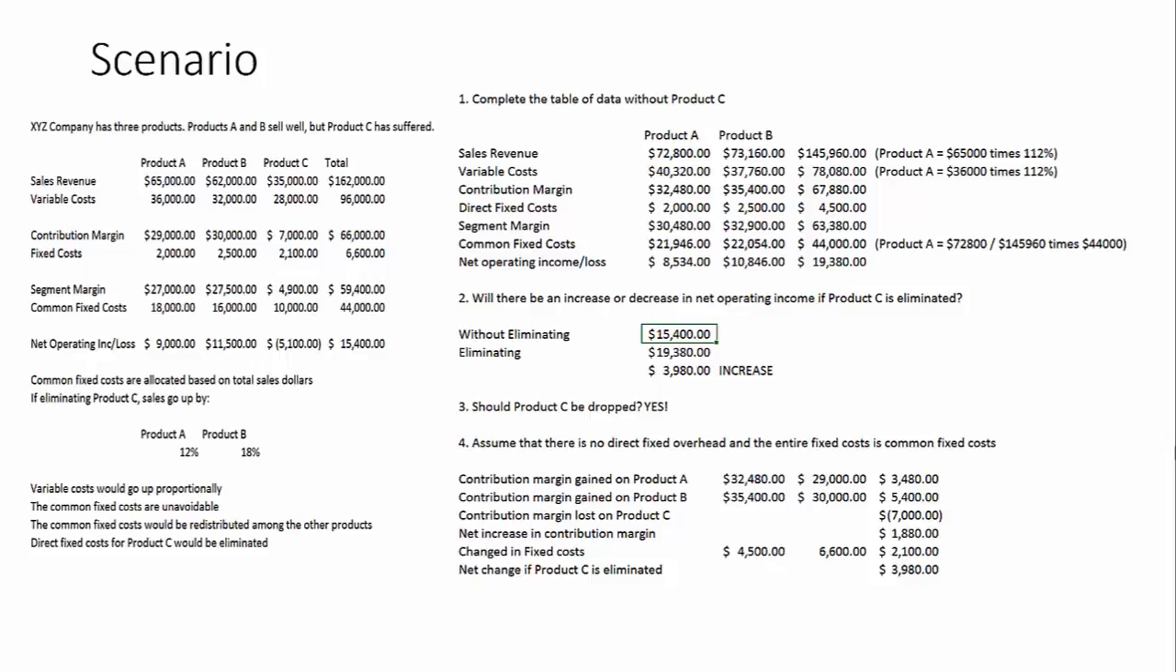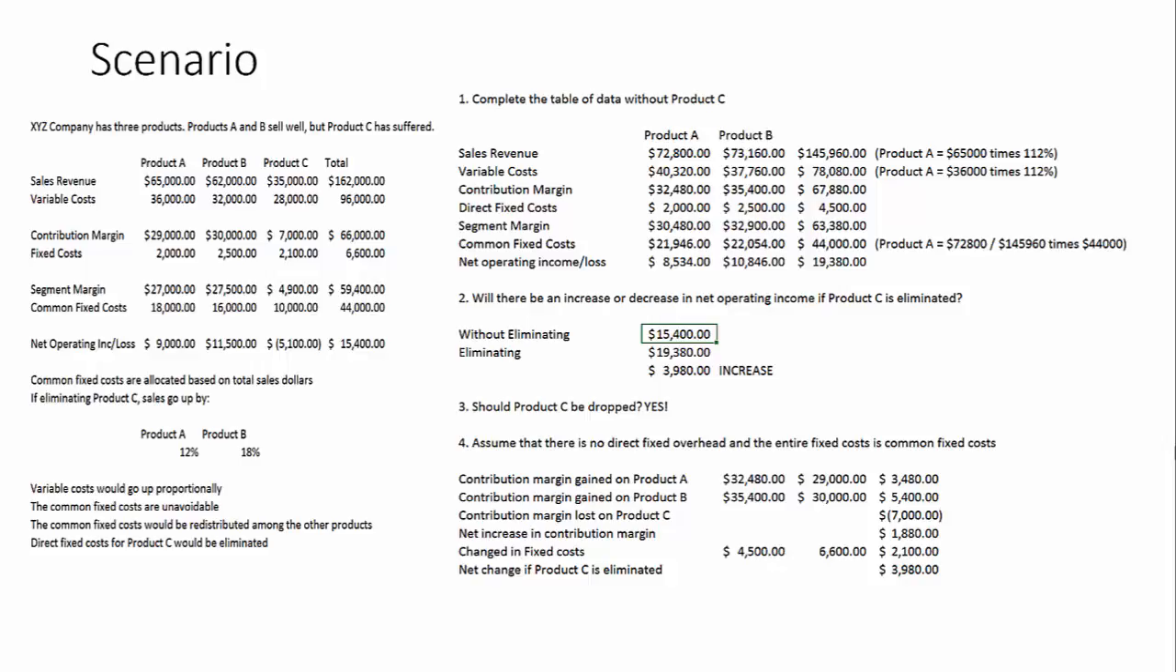For product B, same process. We calculated in part 1 that our contribution margin would be $35,400 for product B. Compare that to the original scenario where our contribution margin for product B was $30,000, so we have a gain of $5,400. However, we lost contribution margin in our original scenario for product C of $7,000. So our net increase in contribution margin is $1,880.